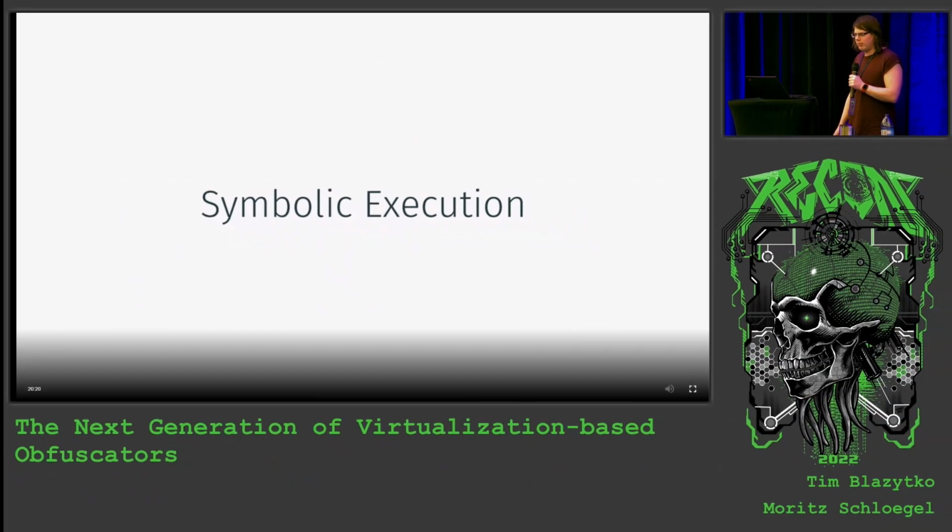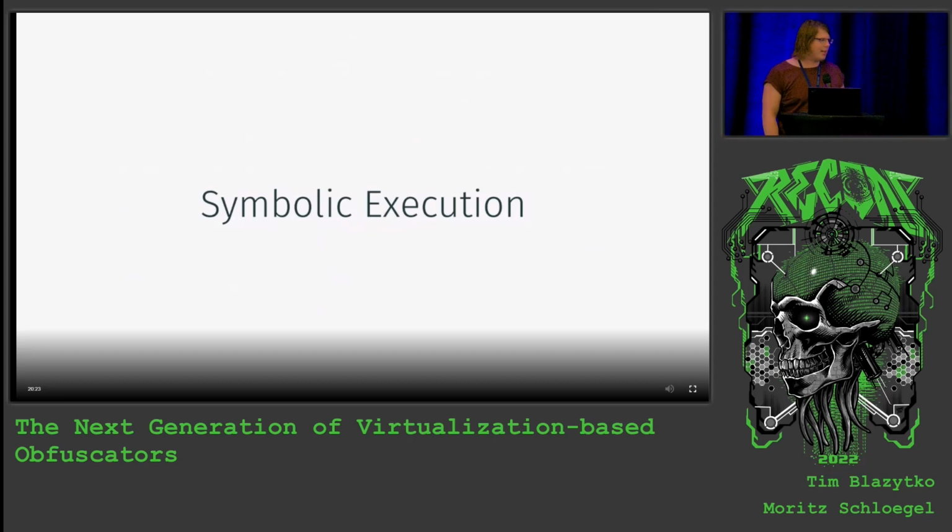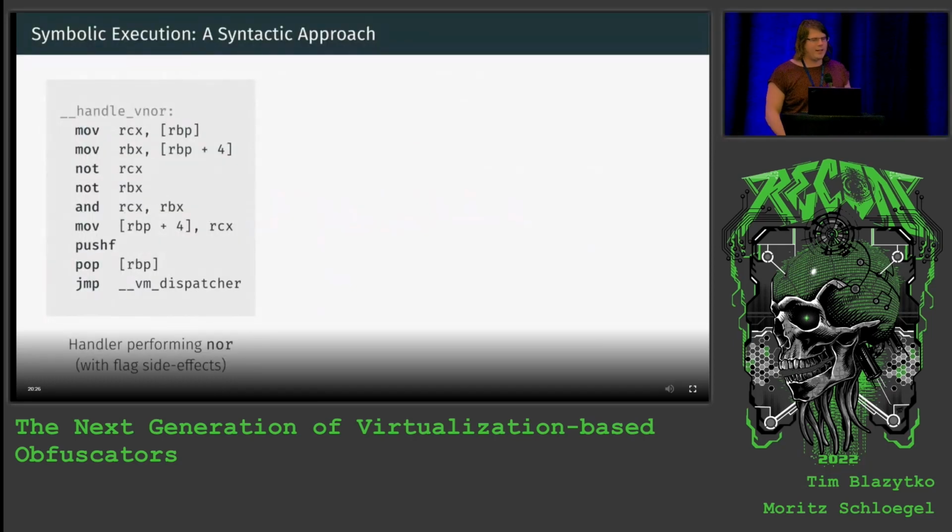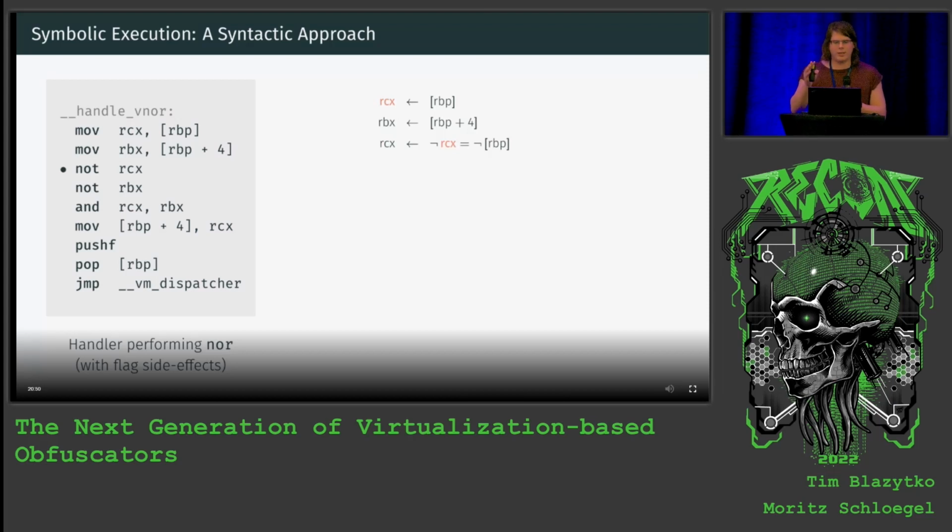Besides instruction removal, there's also another technique which is called symbolic execution. Symbolic execution is some kind of computer algebra system for assembly code. Think about the following handler on the left. We start by moving the memory cell at RBP into RCX. Second, we move the memory cell of RBP plus 4 to RBX. Then we perform a NOT. Since we know that RCX is the memory cell RBP, we can just propagate the NOT to the input. And the same with RBX. Now it gets a bit more interesting. We do a logical AND.